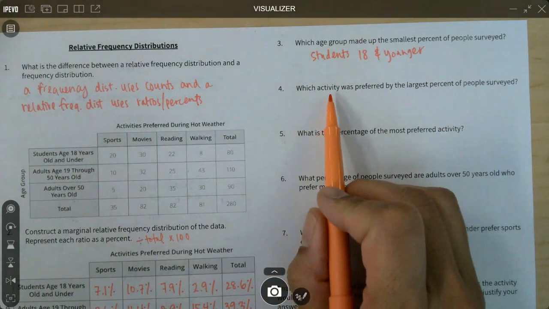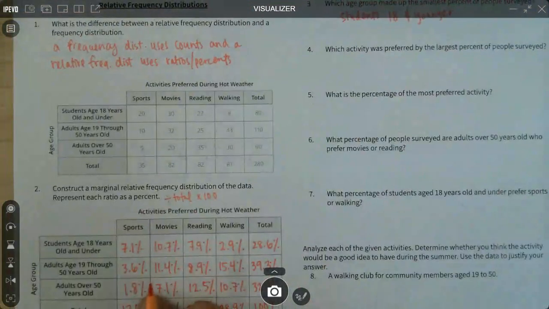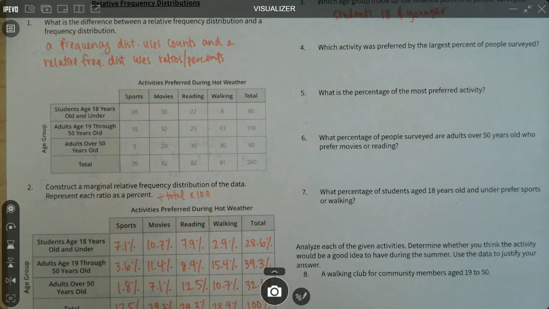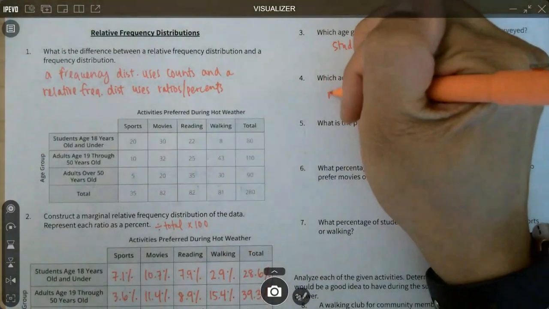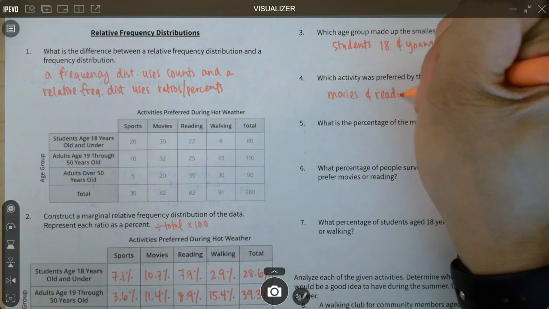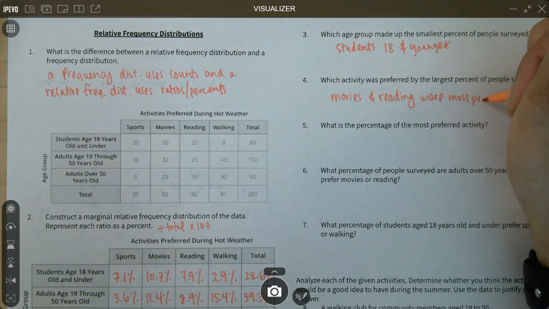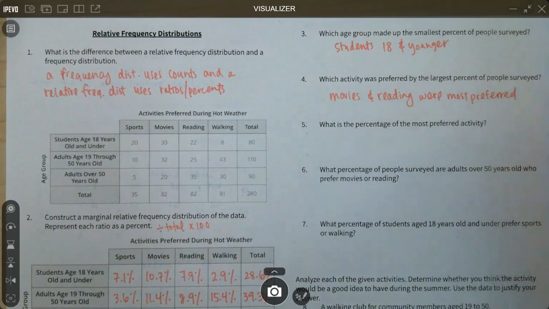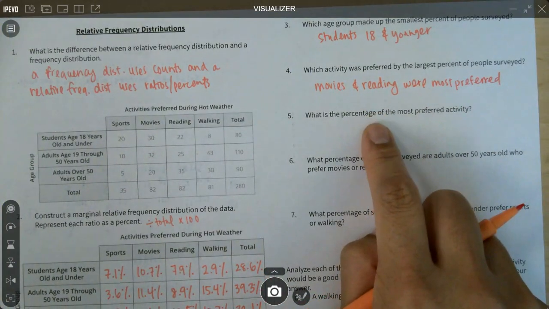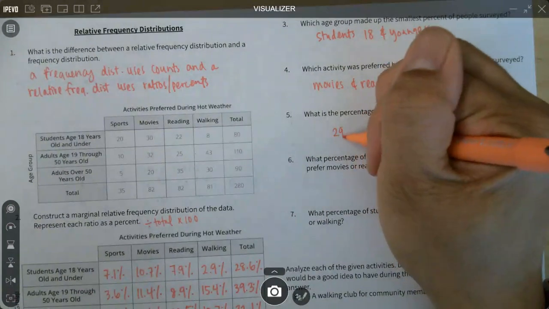The second question says, which activity was preferred by the largest percent of people surveyed? If we're looking at the activities in terms of the most preferred, that looks to be both movies and reading. It says what is the percentage of the most preferred activity? So that's going to be 29.3%.